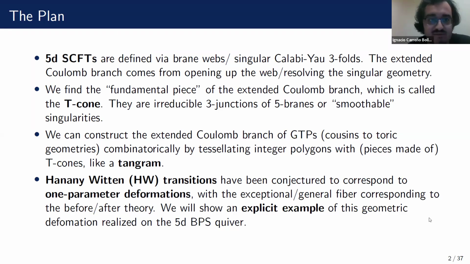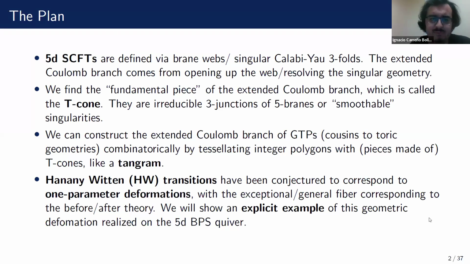Now, these 5D SCFTs have an extended Coulomb branch, which can be seen in either picture as either taking the brainweb junction and opening it up into irreducible webs, or alternatively resolving the singular geometry of the Calabi-Yau. A natural question to ask is whether there exists a fundamental piece of this extended Coulomb branch, and we claim that it does. It is given by the so-called T-cones, which were originally introduced in the mathematical literature. These T-cones correspond, from the brainweb point of view, to irreducible triple junctions of 5-branes, or equivalently to smoothable singularities in the Calabi-Yau threefold. So this singularity can be removed in some sense.